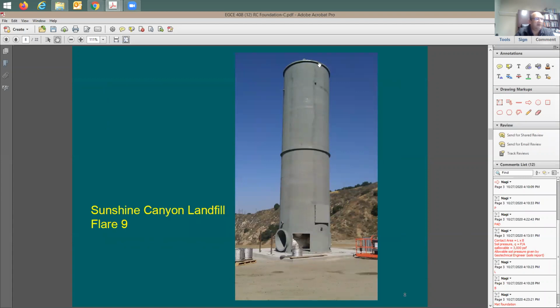And the height of this guy here is about 60 feet, and the weight was about 80 kips, 80,000 pounds. And then you anchor it, and this is to burn the methane gas.